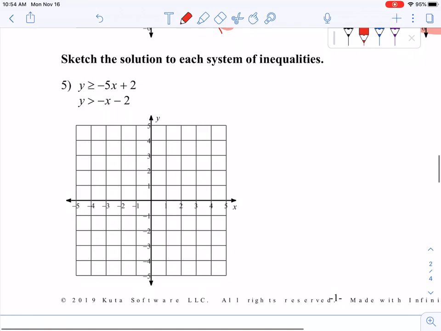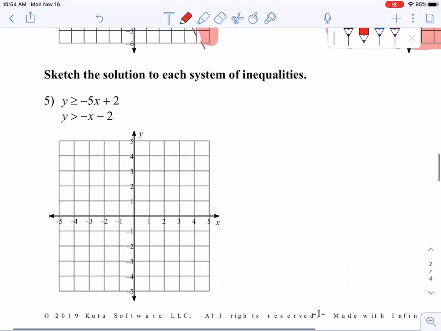So let's take a look at this system here. In this system of inequalities, I'm going to do a blue one and a red one. My top inequality I'll do in red, my bottom inequality I'll do in blue. I'm going to graph and shade on my red equation, and then I'm going to go back and do my blue equation.